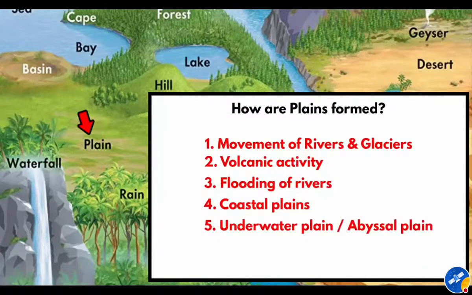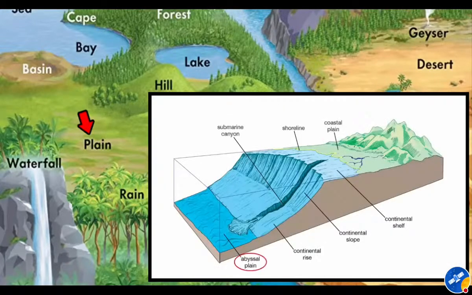And then there are something called underwater plain, which are also called abyssal plain. You will find them at the bottom of the ocean. These plains are 5,000 to 7,000 meters below the sea level.